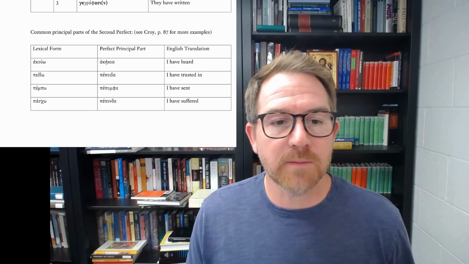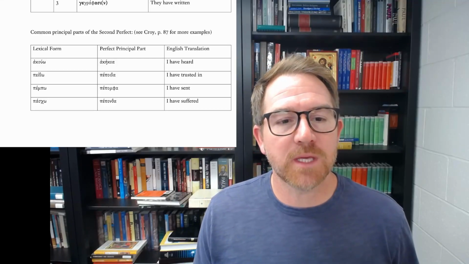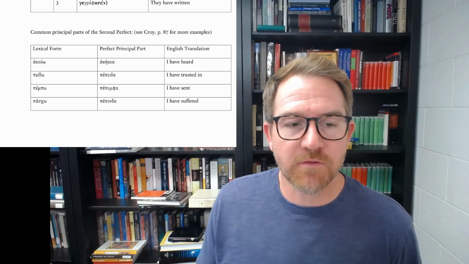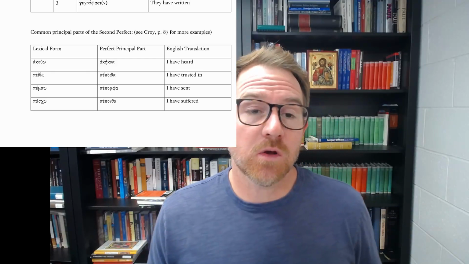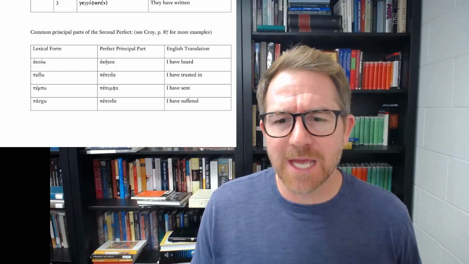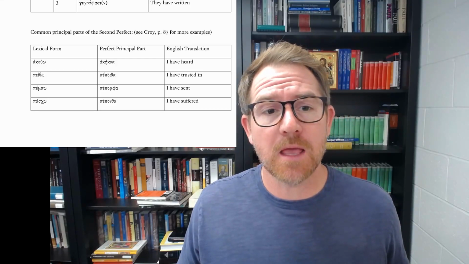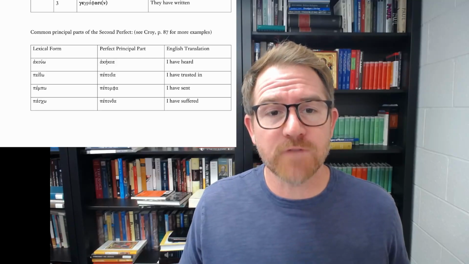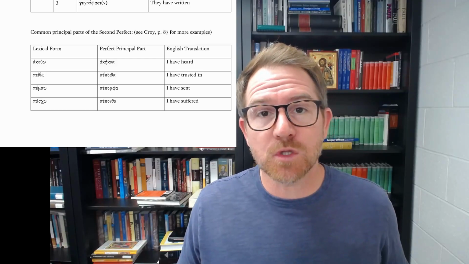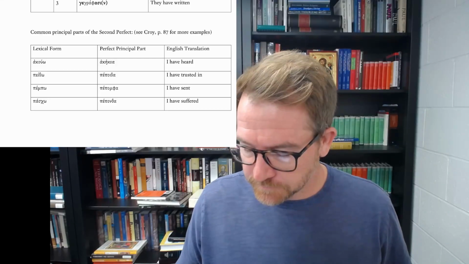Pempo, I send, becomes pepompha, I have sent. Pascho becomes pepontha, I have suffered. So in each of these instances, you can see that there's some kind of reduplication happening that gives you a good indicator: oh, I'm looking at a perfect tense verb. And again, there are more examples of what these look like, but these are not overwhelmingly common.